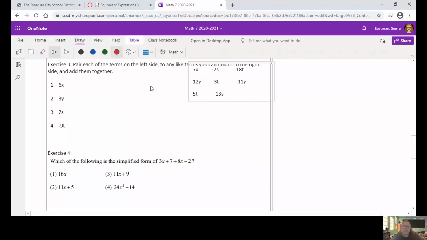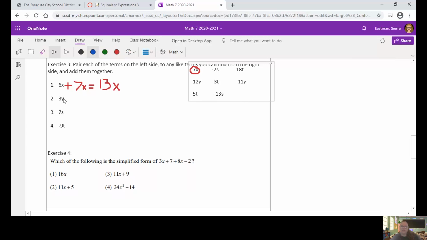Let's see, where's my draw tool? 6x can be added to the 7x, right? Because it has a like term. And then if I check all of these other ones, nope, they're not the same variable. I can only add that 7x. And then you guys can tell me what that answer would be if I simplify it. And if we remember, we take the two coefficients and add them, and then we keep our variable the same.